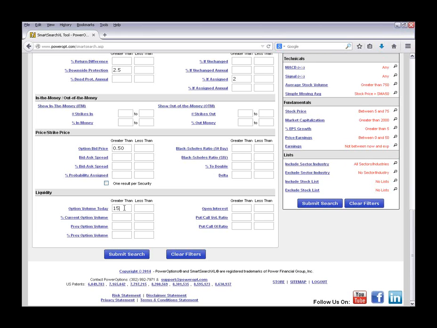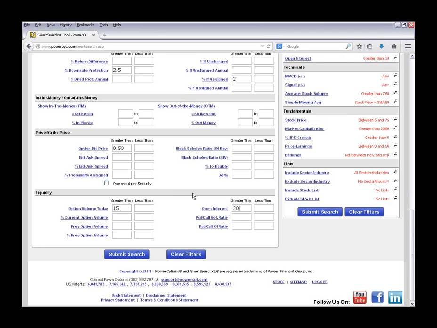So we'll look for a minimum option volume today of at least 15 contracts and an open interest of at least 10 times the number of contracts you're planning on trading. So we'll look for maybe an open interest of greater than 30. If you prefer more liquid positions, that's fine. You could put an option volume today of at least 100 and an open interest of maybe at least 1,000 or more, depending on which type of securities you will identify. Okay, so we're just going to start with the basic there. Option volume today and open interest, greater than 30.